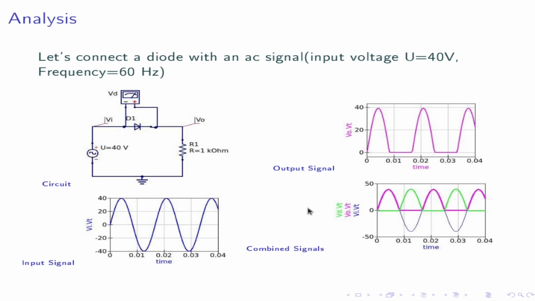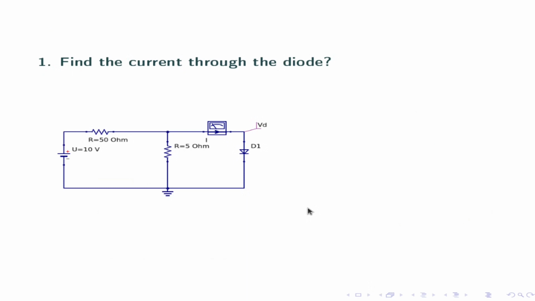Let us do some simple examples with the diodes. Here we have a 10 volts battery, a 50 ohm resistor and a 5 ohm resistor, and a diode. We want to measure the current through the diode.